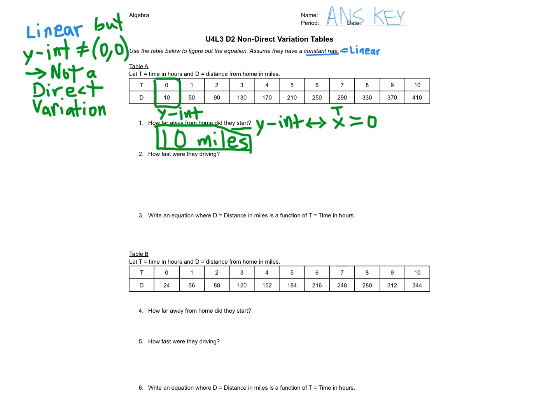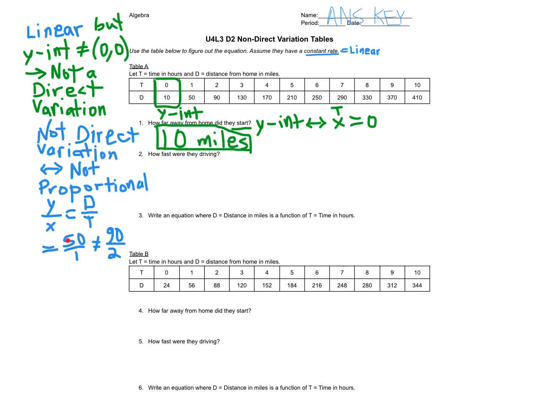Now number 2: how fast were they driving? Before, with direct variation, I could just take the d and divide by t, and that would be my speed, my miles per hour. So 50 divided by 1 would be 50 miles per hour, but that doesn't work because notice 90 divided by 2 is not 50. Because these aren't equal, I know this is not a direct variation because it's not proportional. Thus, I need a different way to figure out how many miles I drive in 1 hour. Take a moment and see if you can figure that idea out.